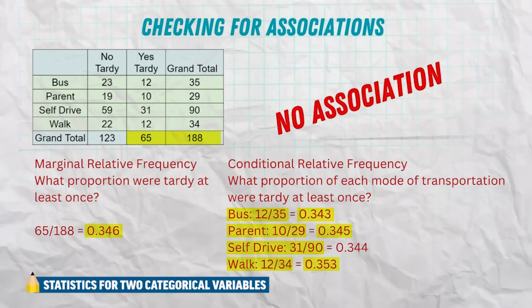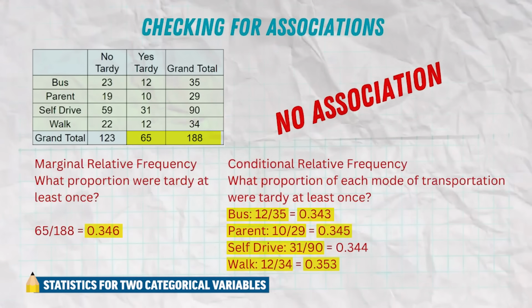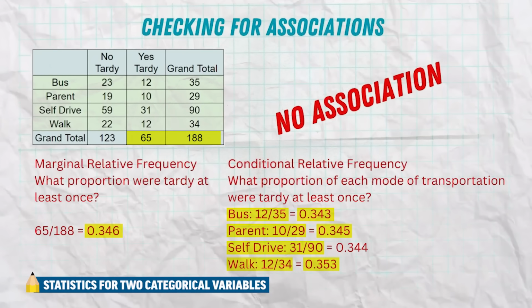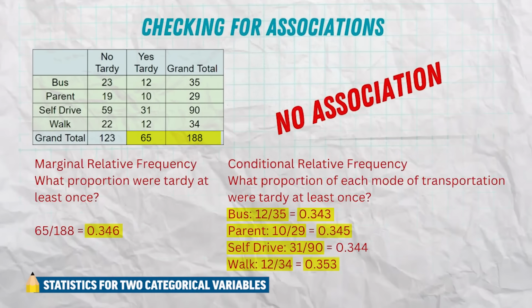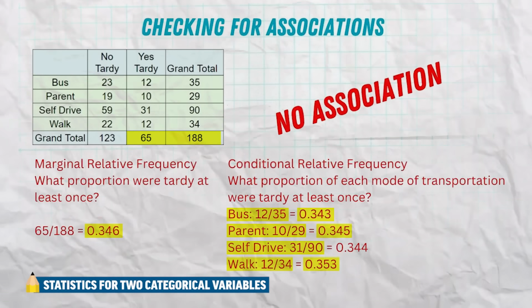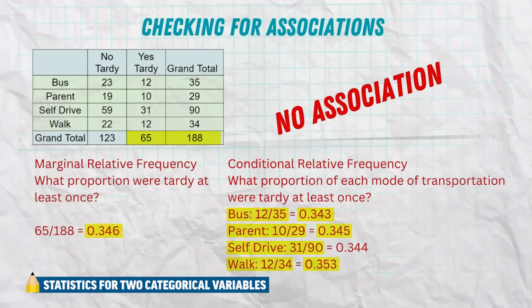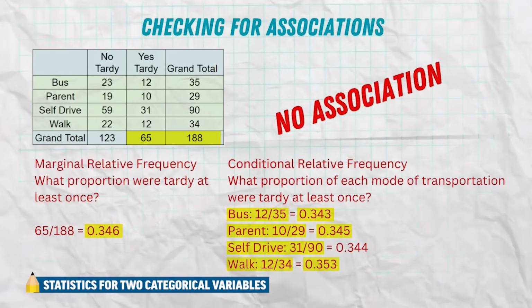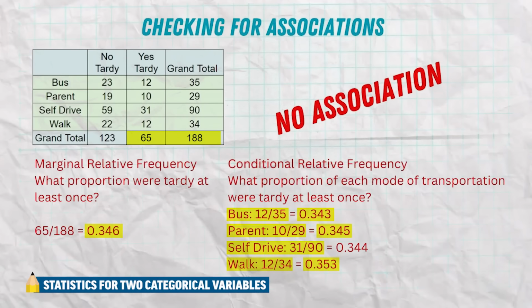34% of kids are tardy. However, if you arrived to school by bus, it didn't go up, it didn't go down, it stayed about 34%. If you drove with a parent, it didn't go up, it didn't go down, it stayed about 34%. If you drove yourself, it did not go up, it did not go down, it stayed at about 34%. Walking, I know, is a teeny bit more, it's about 35.3%, but again, it's really, really close to 34%.